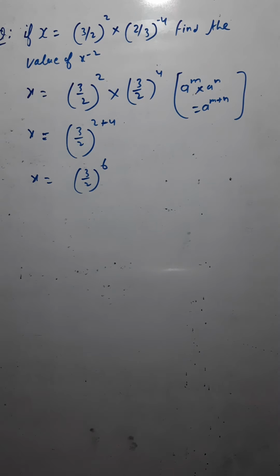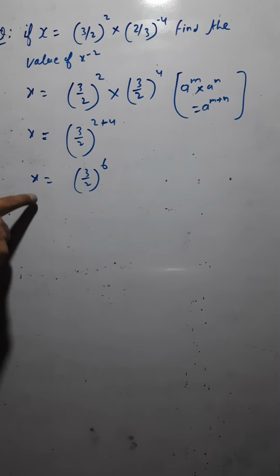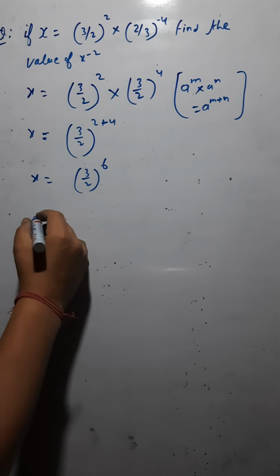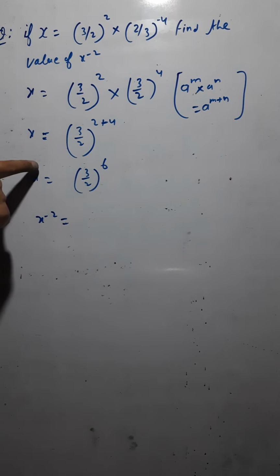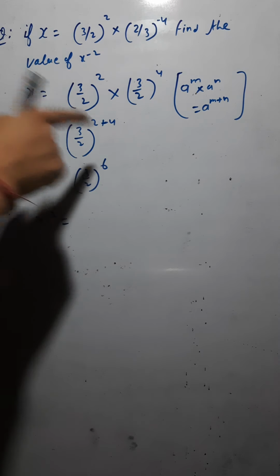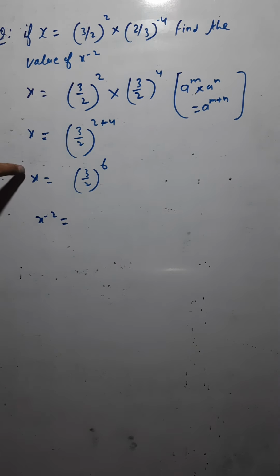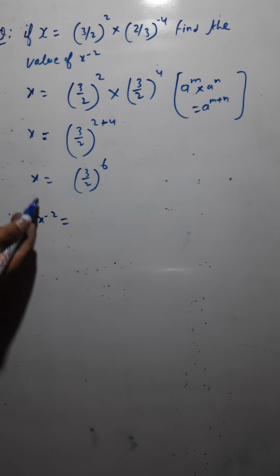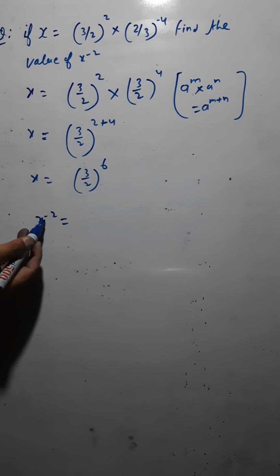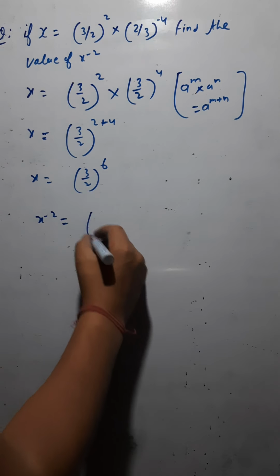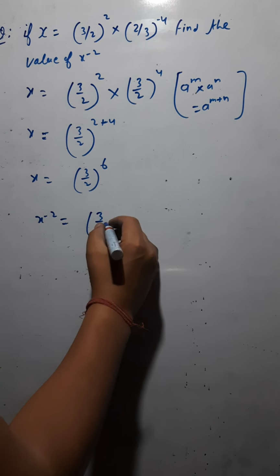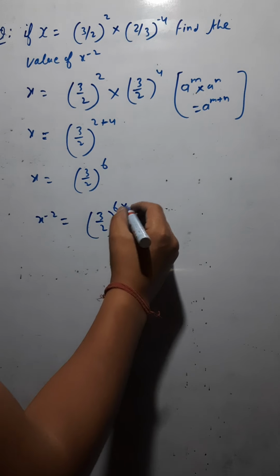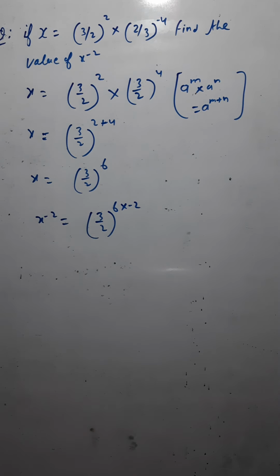So the value of x you have. How much is the value of x? This much is the value of x. So the value of x raised to the power minus 2 would be how much? If I write minus 2 here, here also I would multiply by minus 2, because this was 1. I was multiplying it by minus 2, so similarly here also I would multiply the power by minus 2. Are you getting this?